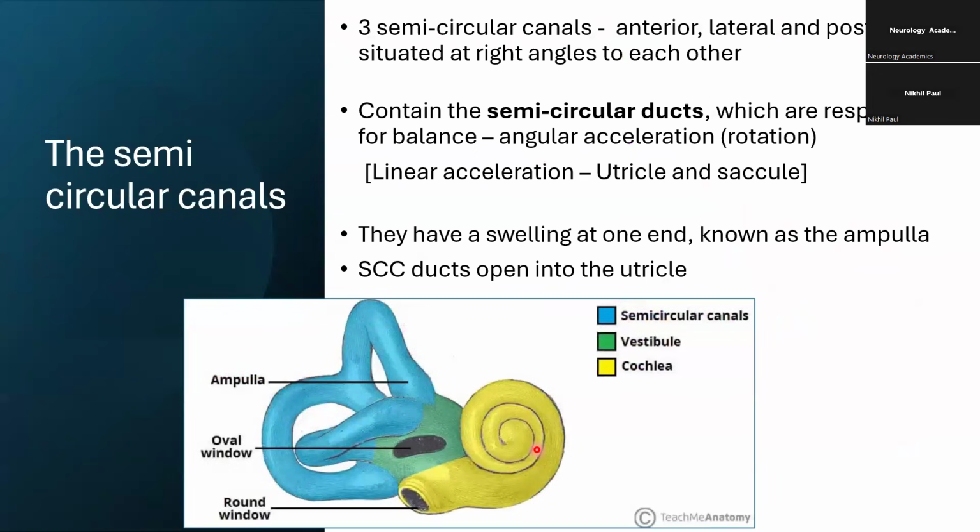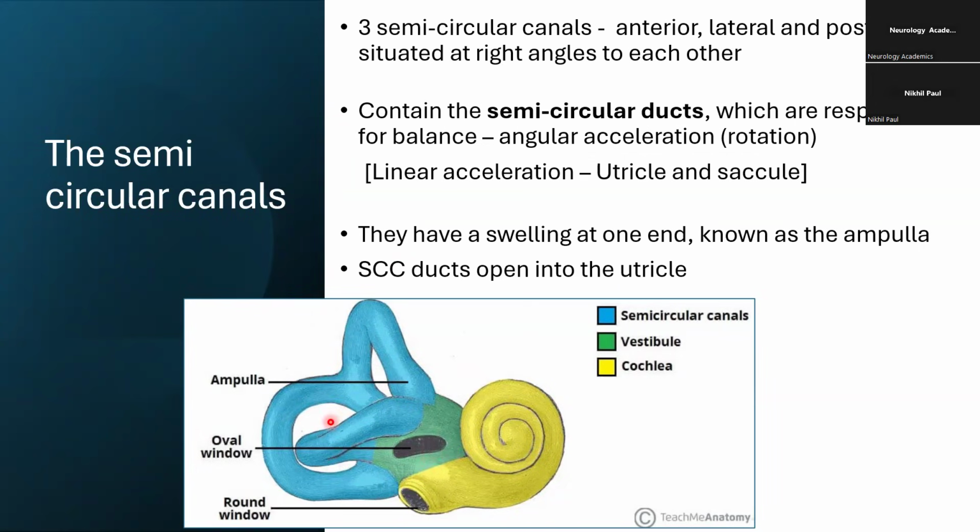Coming to the semicircular canals, we have three of them, and all three are at right angles to each other. Inside they have the semicircular canal ducts. And we know that they are involved in maintaining balance. The utricle and saccule are important for linear acceleration, and the semicircular canals are important in rotatory motions. That means they help in angular acceleration.